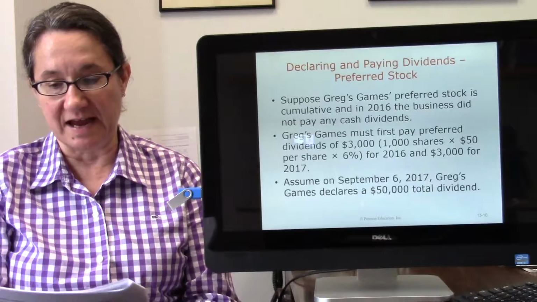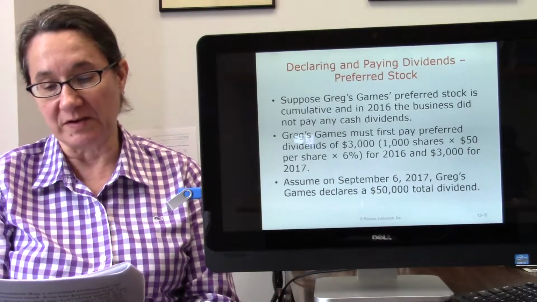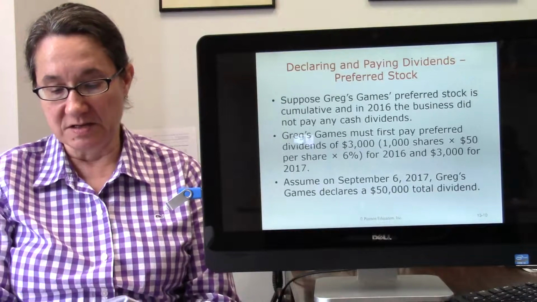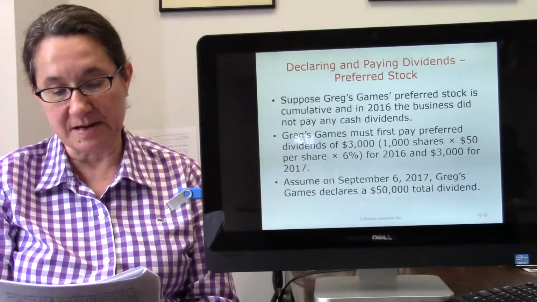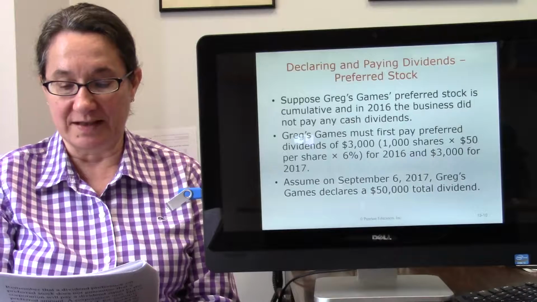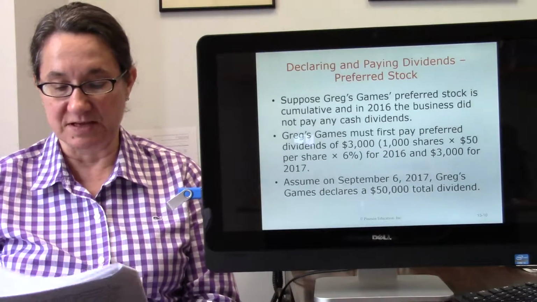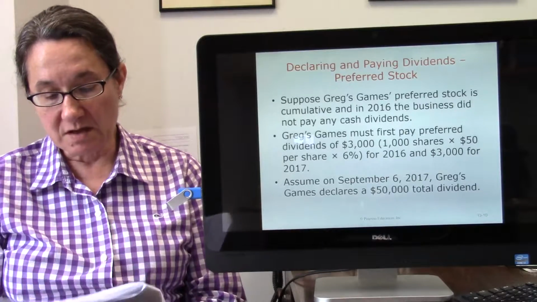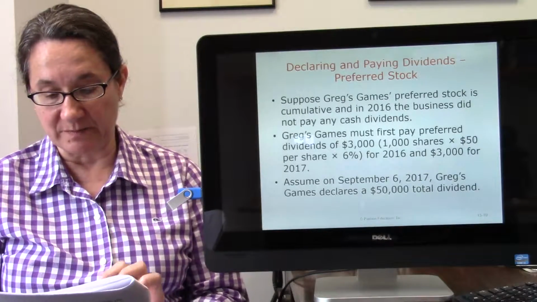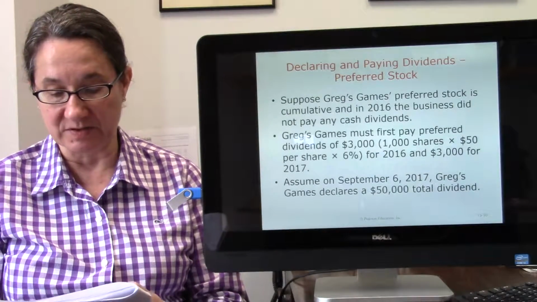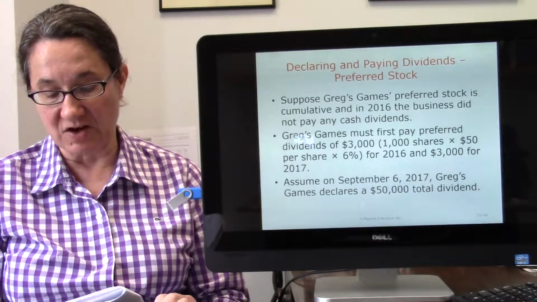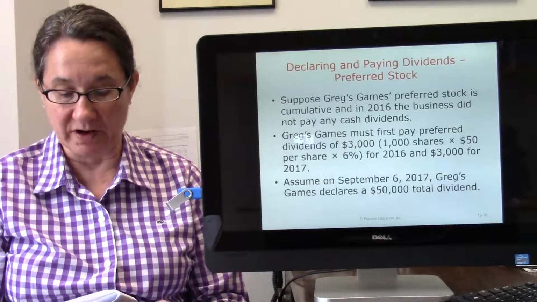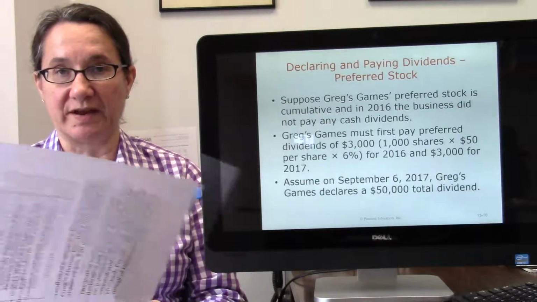Suppose Greg's Games preferred stock is cumulative and they didn't pay the dividends. All right, let's look at that. To illustrate, assume a fictitious company, Greg's Games Inc. has 1,000 outstanding shares of 6% $50 par value preferred stock. The journal entries to account for the declaration and payment of a cash dividend on preferred stock are similar to those for common stock. The only difference is that dividends payable - preferred is used instead of dividends payable - common.